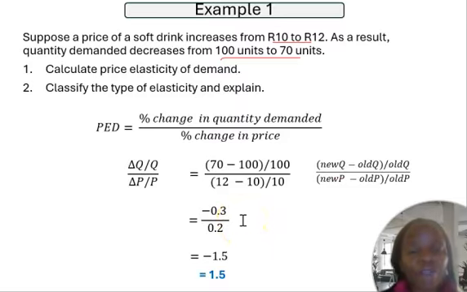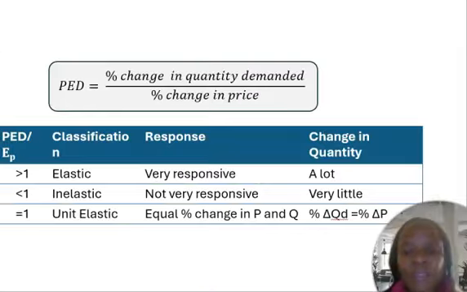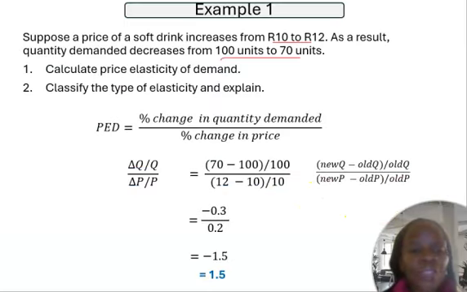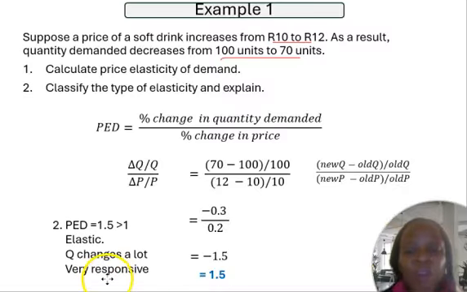This gives us negative 0.3 divided by 0.2 and an answer of negative 1.5. However, remember that the answer must always be an absolute number and therefore it is equal to 1.5. Let us go back to our classification and see what this means. 1.5 is definitely greater than 1 and therefore we say that it is elastic. So we say our price elasticity of demand is elastic.